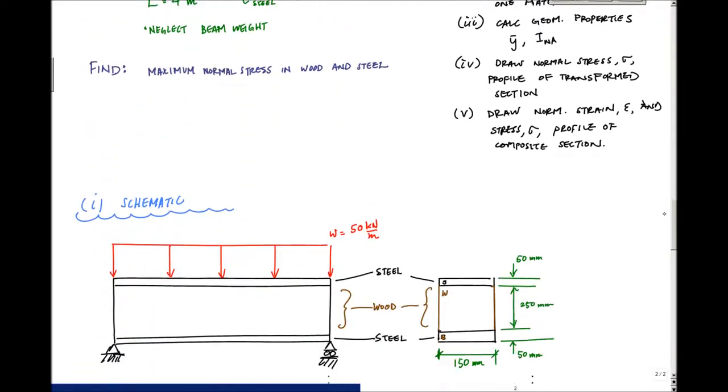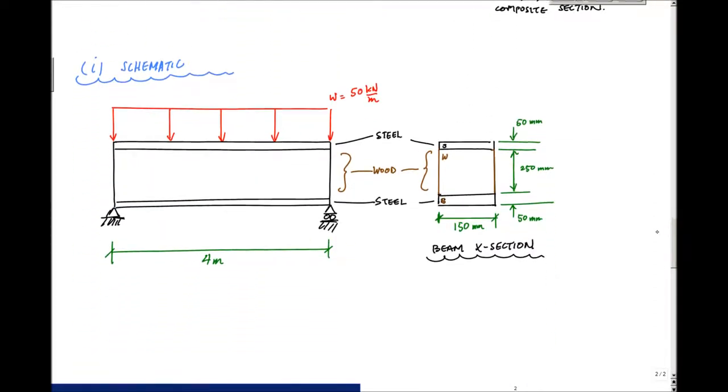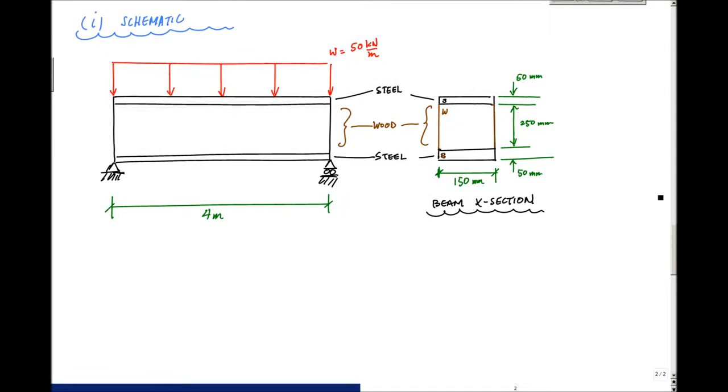here is our drawing here. So the first thing to do is always obviously come up with a schematic. Here's the schematic here. I have a simply supported beam with a uniformly distributed load. I've got steel in the top layer, wood in the middle layer, steel in the bottom layer. And here's a view of my cross section of the beam. So if I were to make a slice and look into it, this is what I would see. And here are the dimensions that are given. And I've labeled this S for steel, W for wood, S for steel, just to show. And I don't know if you can really see the brown too well, but it's there.